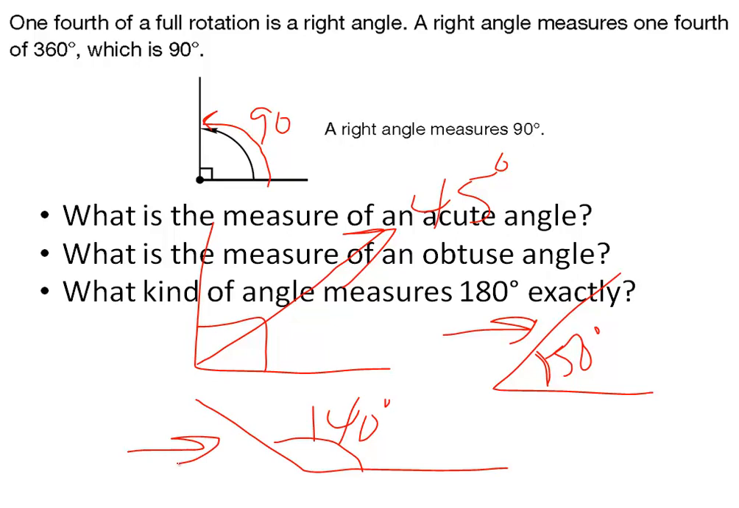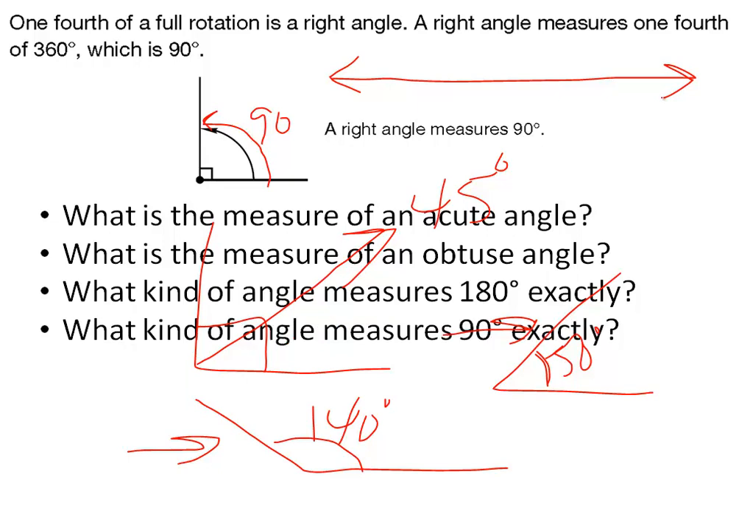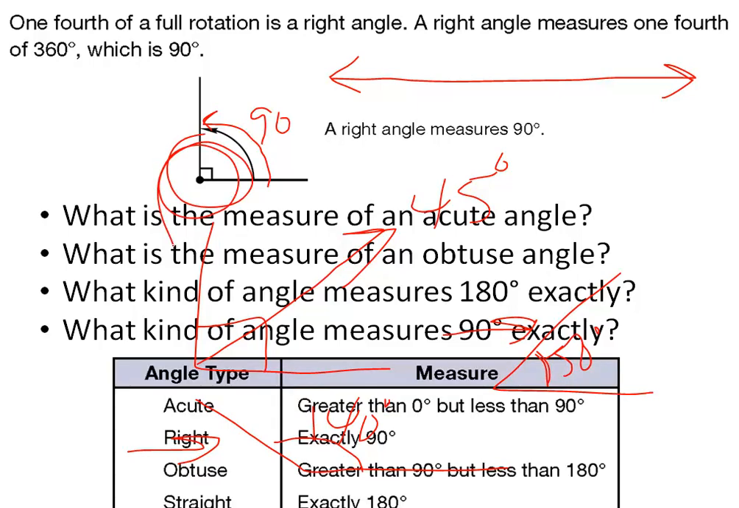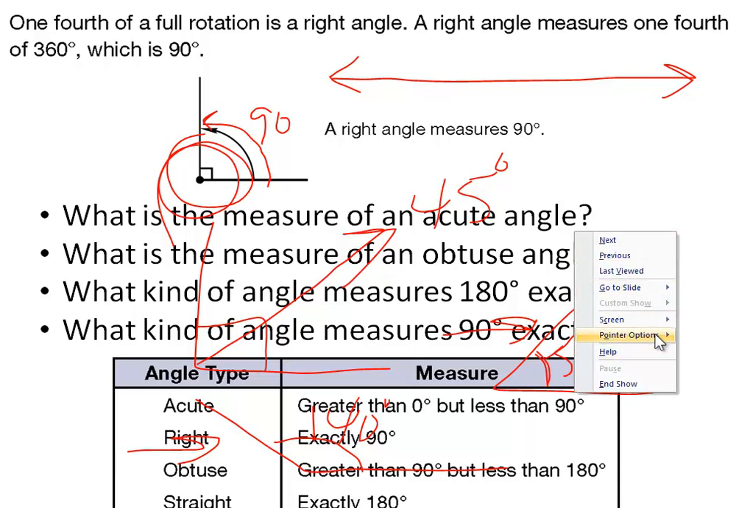And what kind of angle measures exactly 180? What do we call that angle? Well, 180 would look just like this. So that would be a straight angle. And then what kind of angle measures 90 degrees exactly? It's right here. What do we call it? That's a right angle. So an acute angle, again, is greater than 0 but less than 90. A right angle is exactly 90 degrees. An obtuse angle is greater than 90 degrees. And a straight angle is exactly 180 degrees.